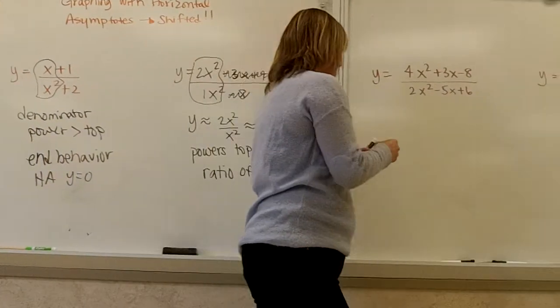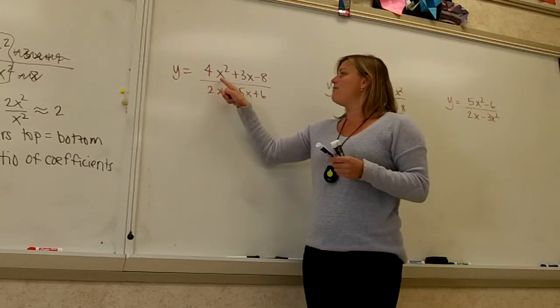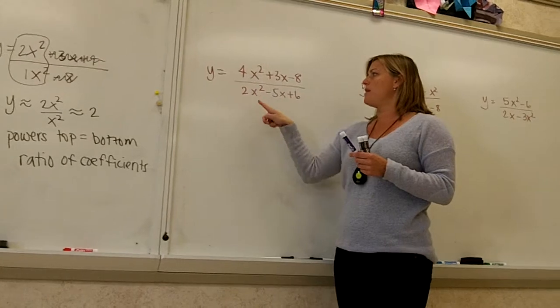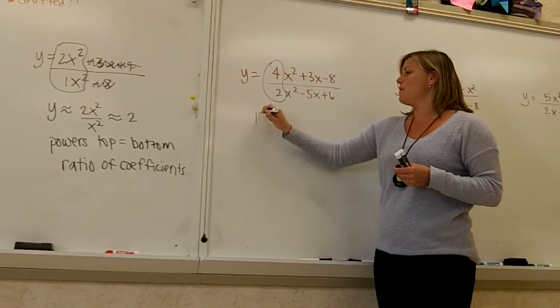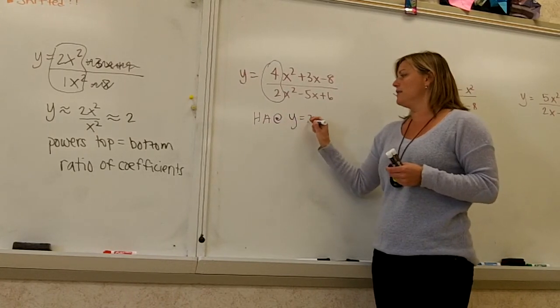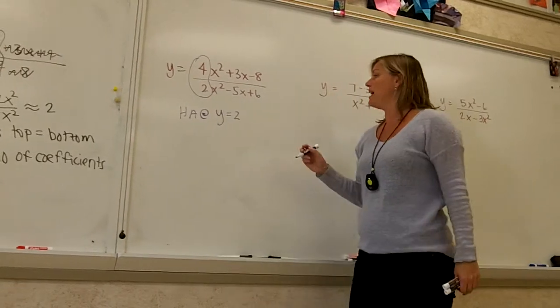So let's see if you can follow along with these ones. Here I have 4x squared divided by 2x squared. Again, the powers are the same, so I just take the ratio of the coefficients, and my horizontal asymptote is at y equals 2. So it's going to shift up to 2 instead of approaching 0 at the end.